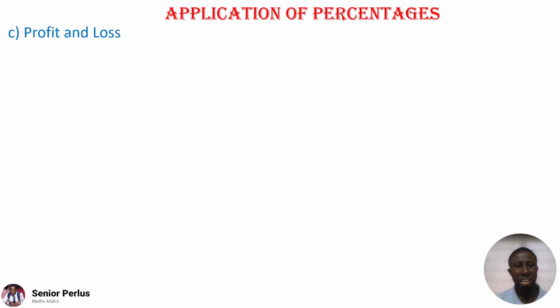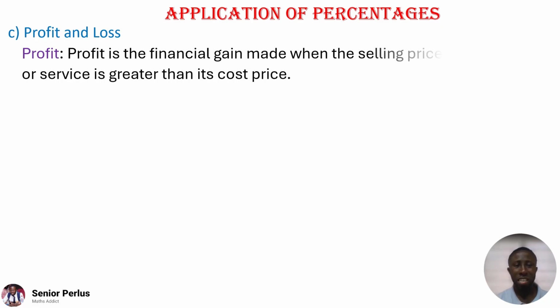Our next one on the application, that's our third example on application: profit and loss. We know what profit and loss mean, and we do this in basic school. You have a little idea. Profit is when you are gaining something, when the selling price of a product is greater than the cost price. So when you are gaining from a business, you are making a profit.